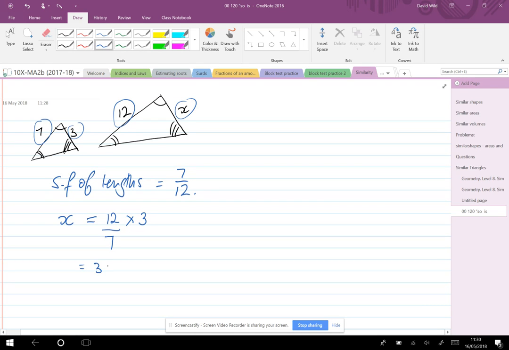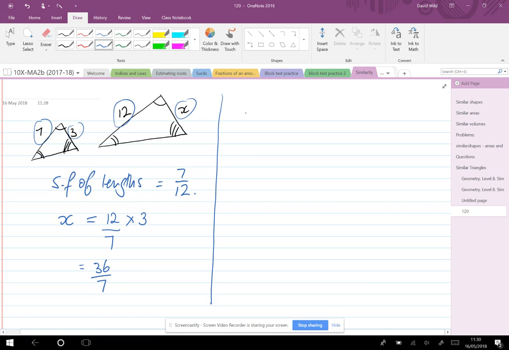So we're going to get 12 3s, 36/7. Okay, and of course if you want to approximate that as a decimal, you can, but typically I wouldn't put that as a decimal. Just leave it as a fraction. So that's one way of doing it, the scale factor method.